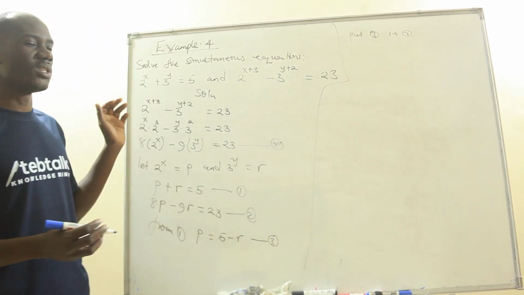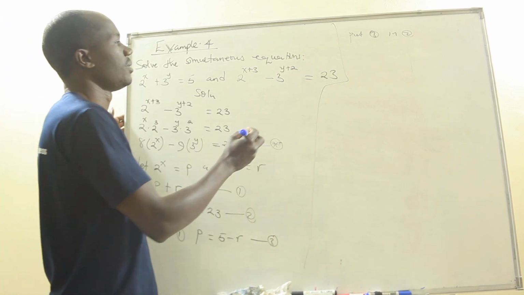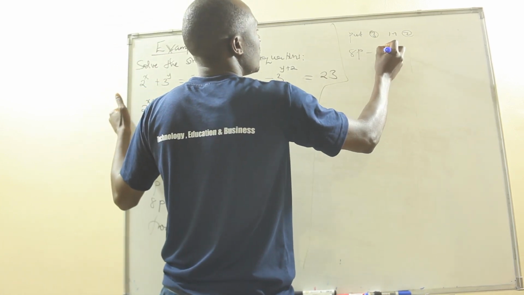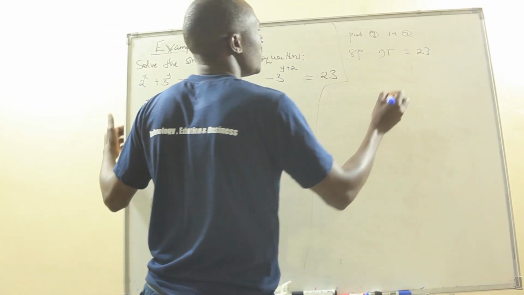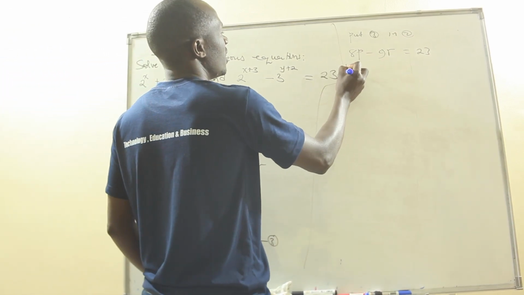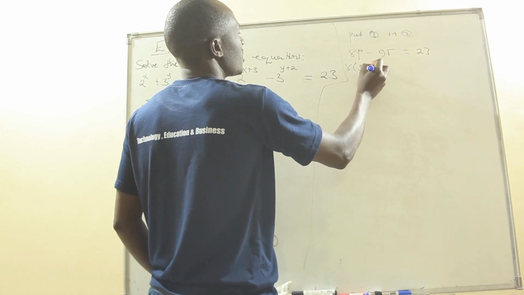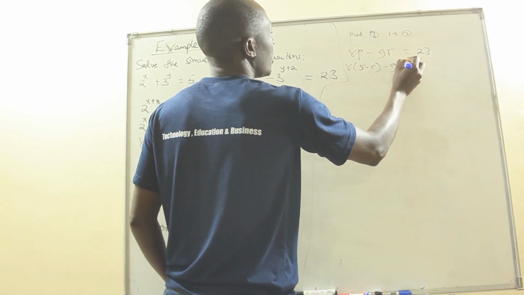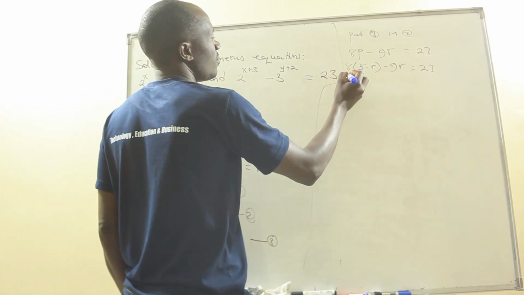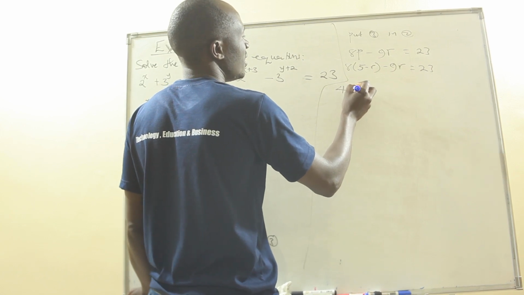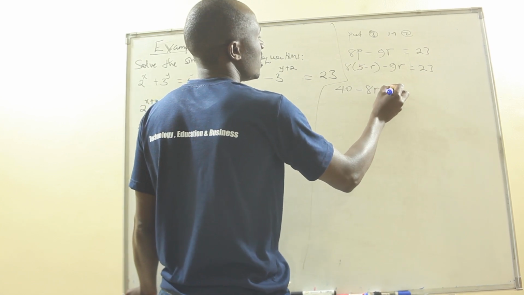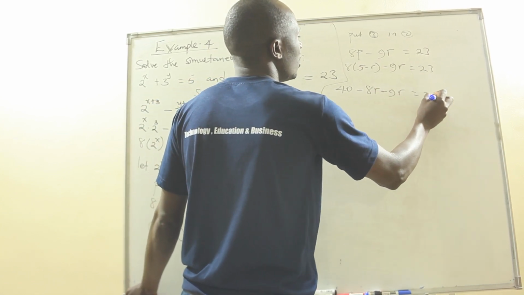So can we put equation 3 in 2? How do you put that? It is 8p minus 9r equals 23. But we know our p is already 5 minus r. So this is going to be 8 into 5 minus r minus 9r equals 23. Can we try to open the brackets? 8 times that, we get 40 minus 8r, again minus 9r equals 23.